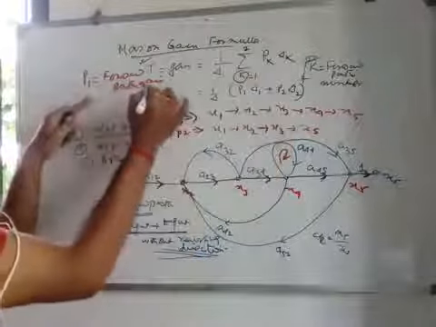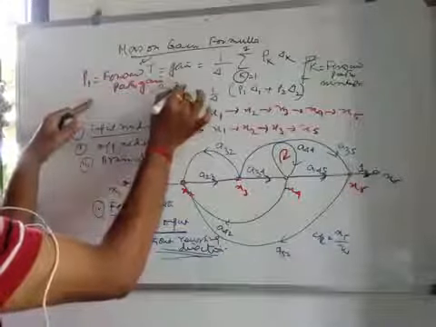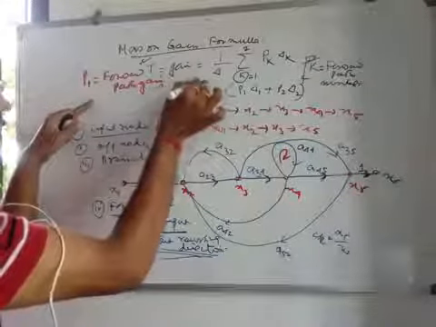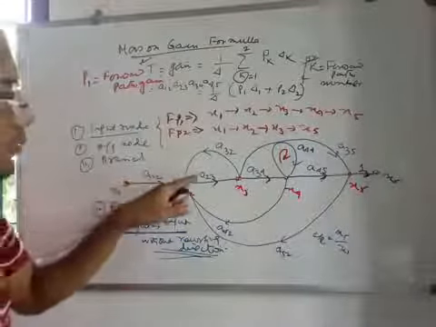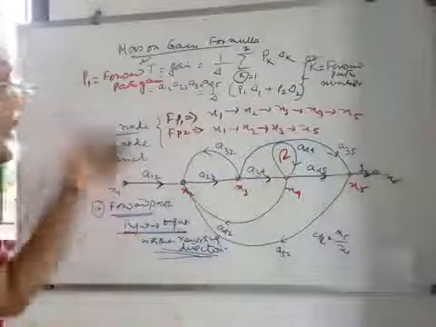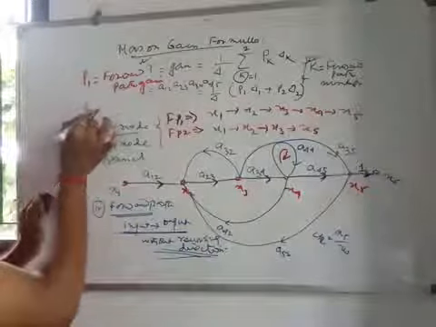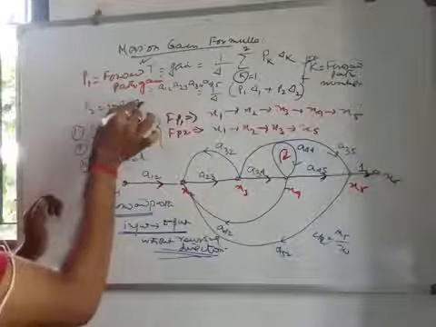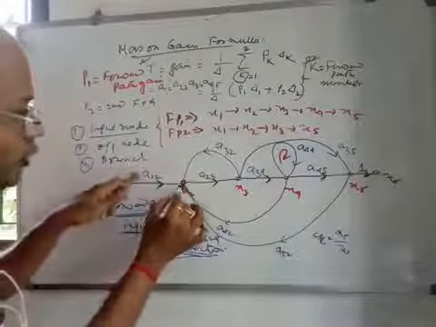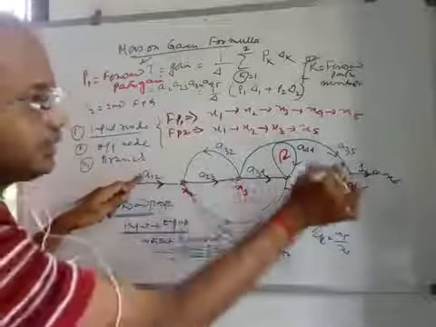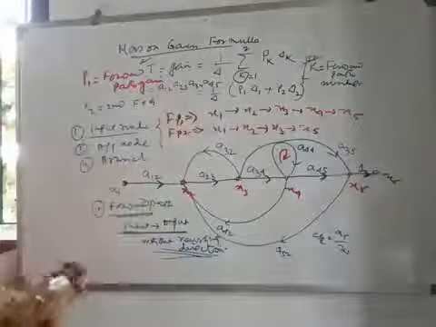So the first forward path gain, I can write a12, a23, a34, a45, right? So these branch gains will give you the forward path gain. Similarly, p2 is the second forward path gain. This is your second forward path gain. So the second forward path means x1 to x2, that is a12, a23, a35, right? So the second forward path gain you can obtain from here.